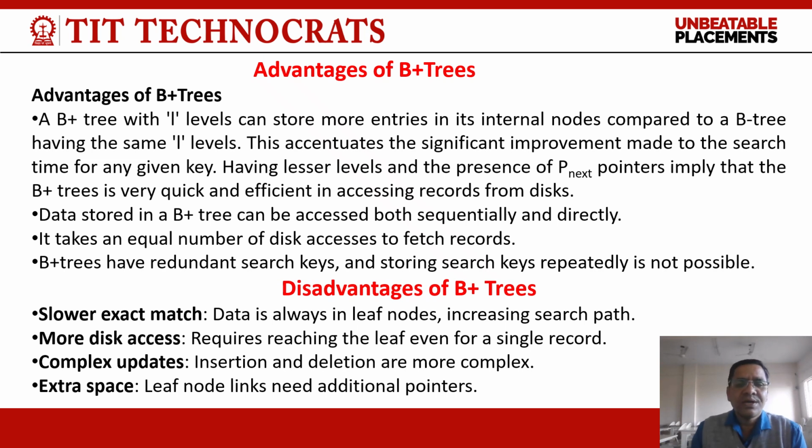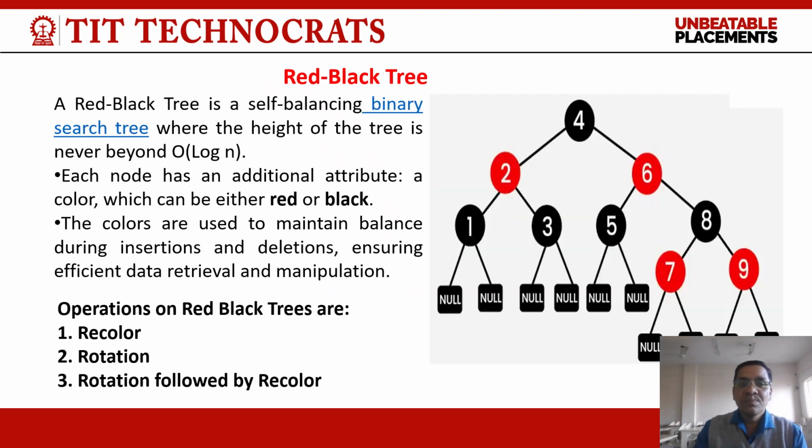Disadvantages. There are also some disadvantages of B plus trees. Slower exact match: data is always in leaf nodes, increasing the search path. More disk accesses are required to reach the leaf even for a single record. Complex updates: insertion and deletion are more complex. Extra space: leaf node links need additional pointers.